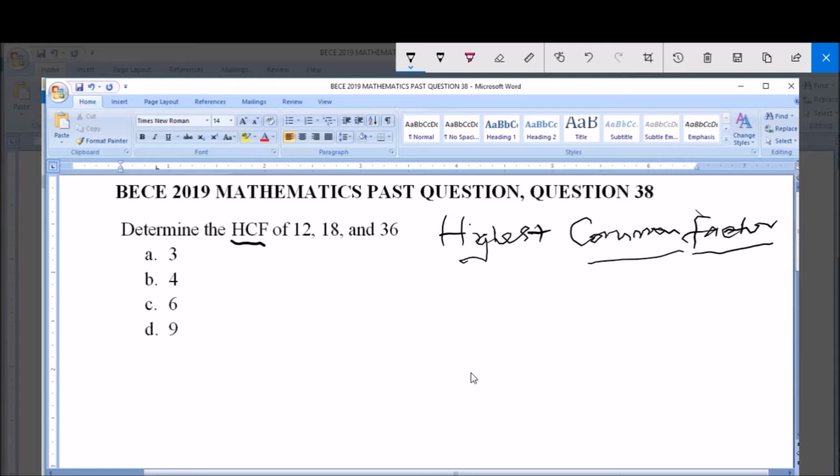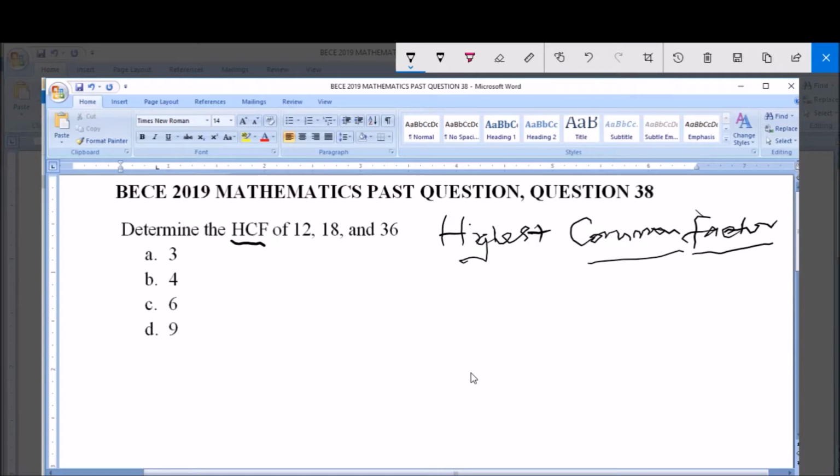Then we now say highest common factor. It means that out of these common factors, which of them is the highest? So you can see how I relate it, starting from factors, then common factors, and then the highest common factor. So the question asks us to find the number which is highest and that can go into 12, and at the same time go into 18, and at the same time go into 36 without any remainder.